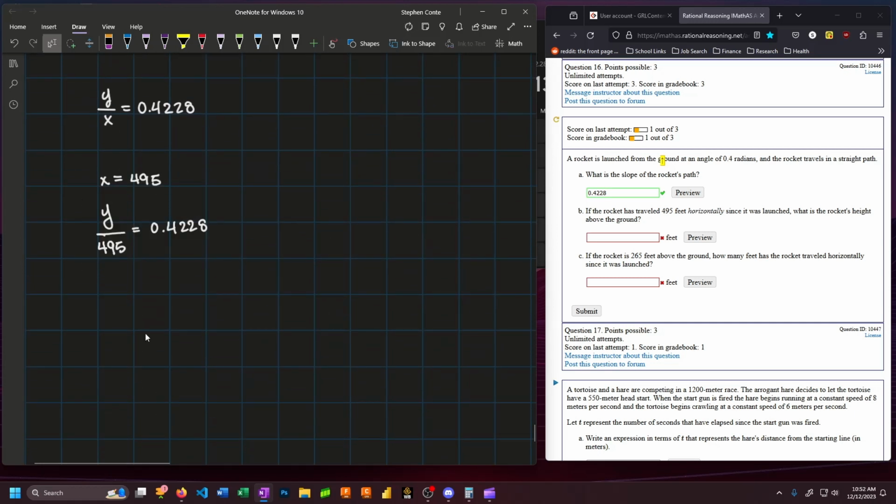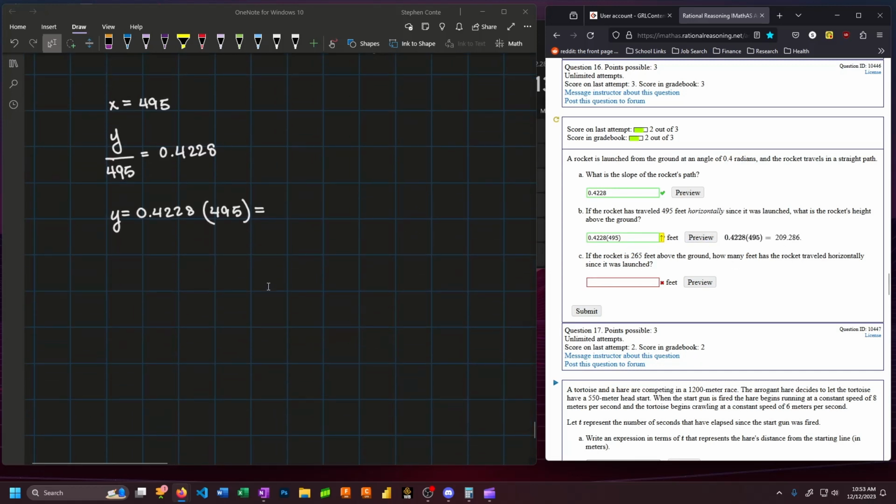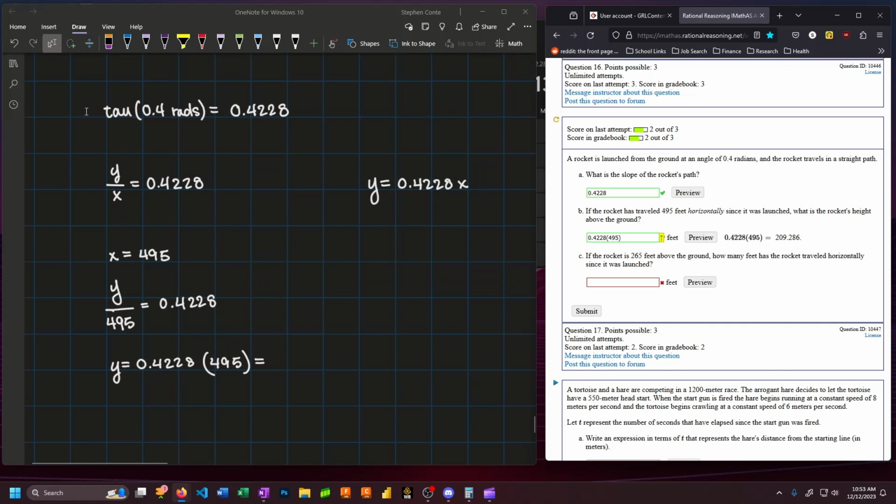So if I were to take my slope and multiply it by an x value, which makes complete sense, I can make a function and say the y value is equal to some slope times an x value. This is just the function of a line. Then I can say that y is equal to 0.4228 times 495. And this should tell me the vertical distance of the rocket if it's traveled 495 feet horizontally. And it does, which turns out to be 209.286 feet above the ground. So this is part A.